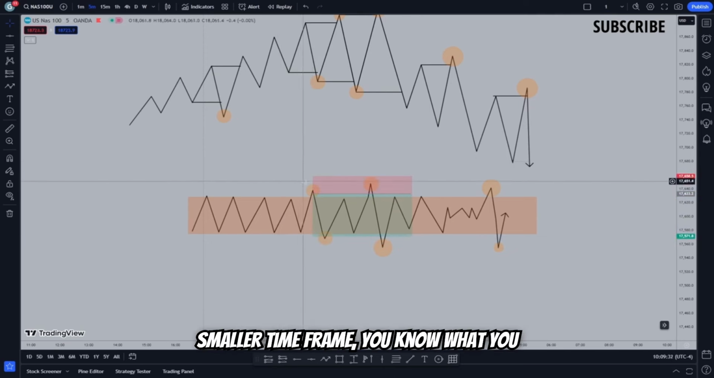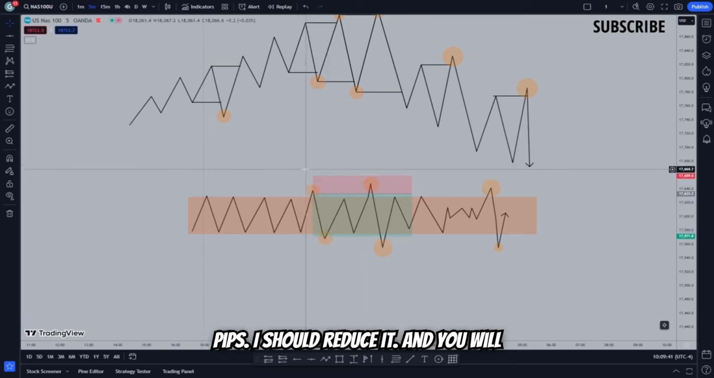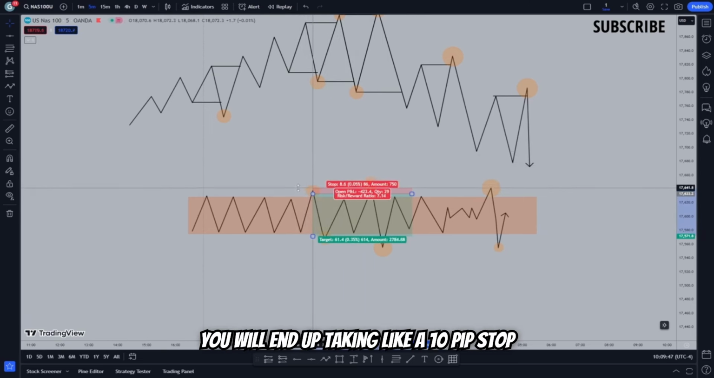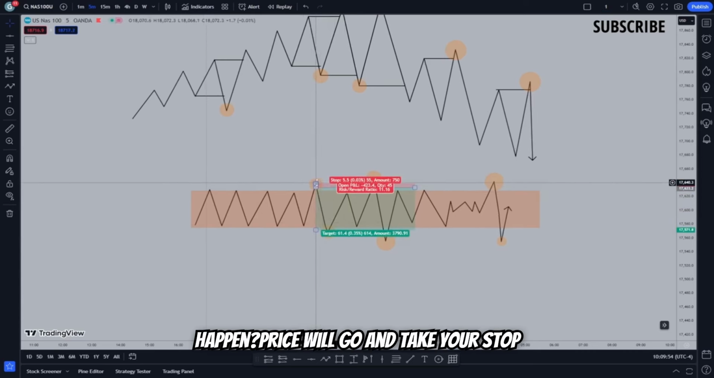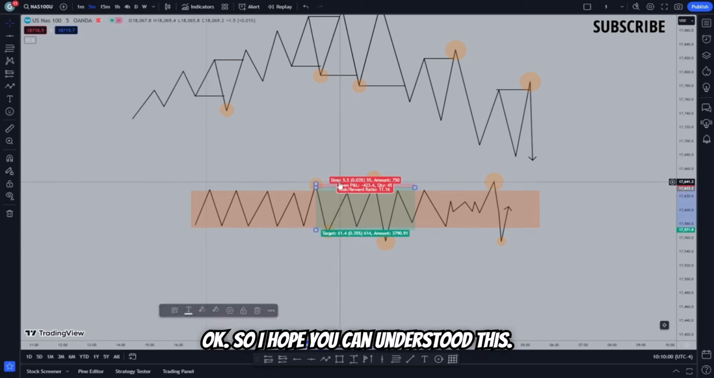But if you go on a smaller time frame, you know what you will do? You will think, I am giving so much stop loss space over here, like 25 pips, I should reduce it. And you will reduce it, and you will try to refine your stop loss, and you know what will happen? You will end up taking a 10 pip stop loss or 5 pip, and you are correct about the market move, but what will happen? Price will go and take your stop loss first, and then it will fall down. Okay, so I hope you can understand this.